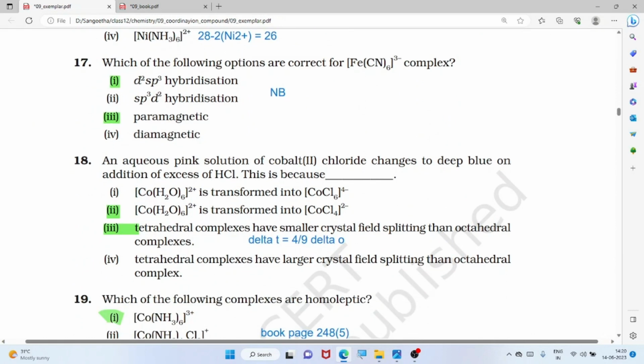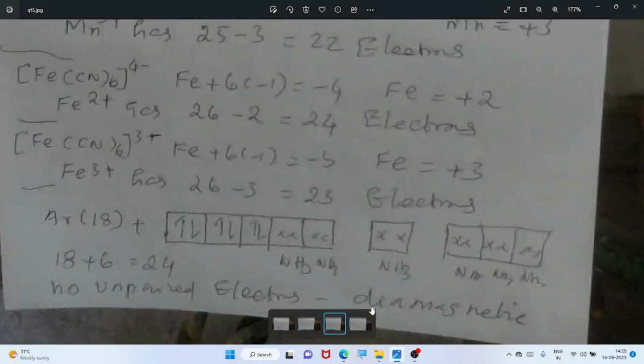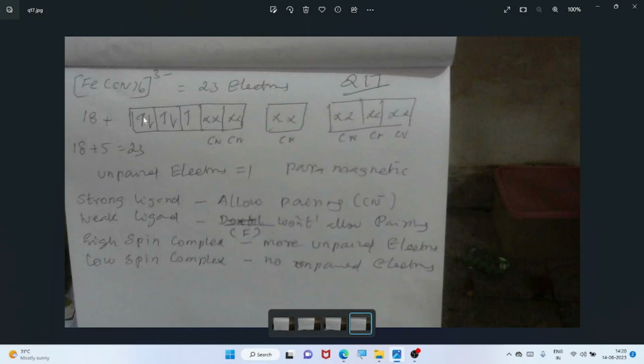Which of the following options are correct in the Fe complex? Okay, 17. So here this is the 23 electrons, okay, because I already showed how to find the oxidation state. Okay, here the oxidation state is 3, so 23, then 18 plus 5. There is an unpaired electron here, one unpaired electron. So it is paramagnetic. Okay.